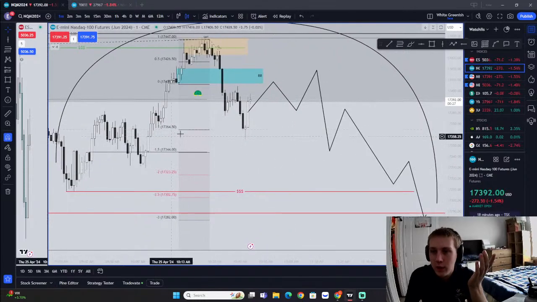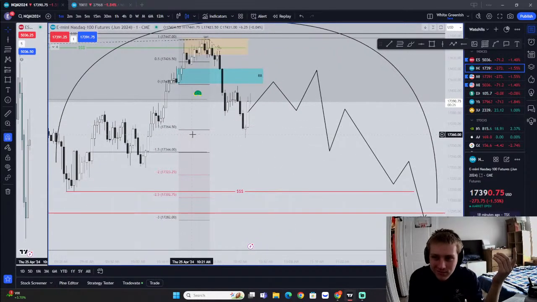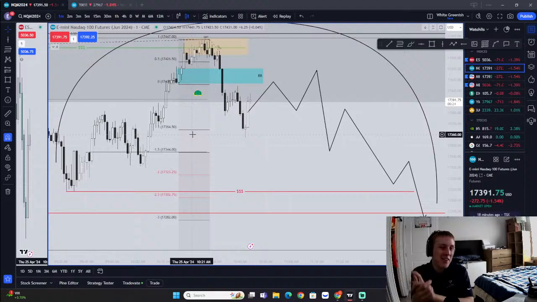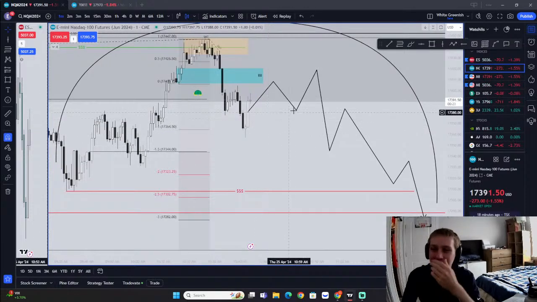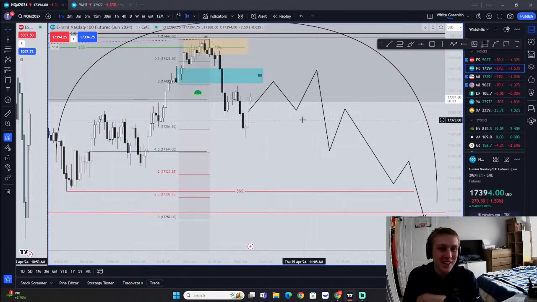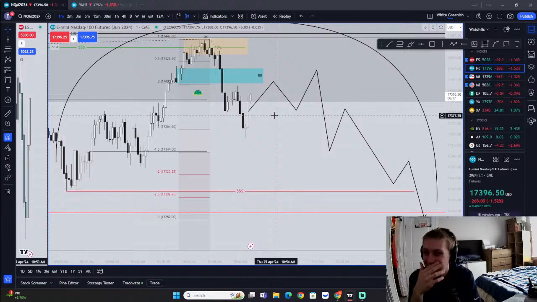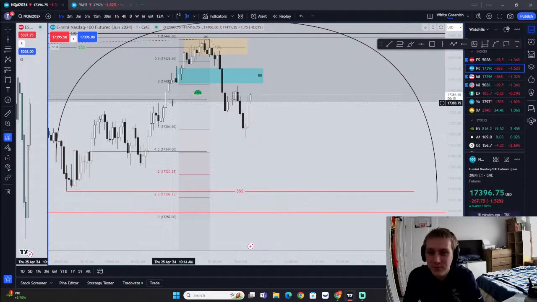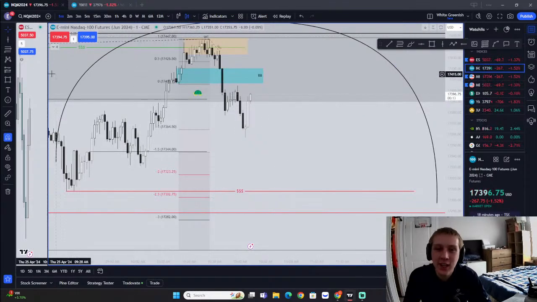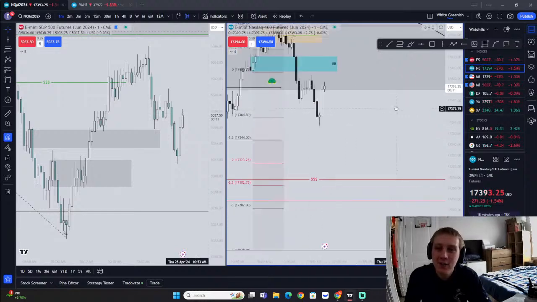Reaccumulation zone. Man, I love this. I absolutely love this. This is clear. All right, enough of the yapping. Let's see where we can actually get engaged.